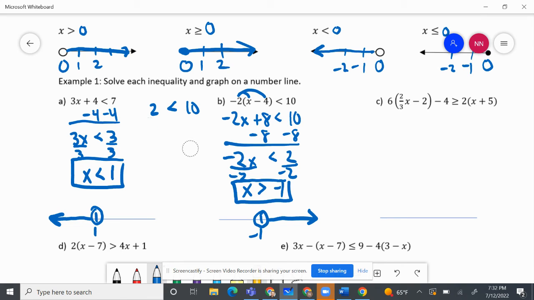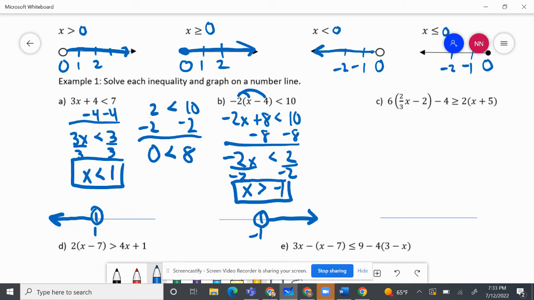Now, just to clarify, this does not happen with adding or subtracting. Let's use the same example. 10 is greater than 2. If I subtract the 2, I get 0 and 8. 8 is still greater than 0, so the inequality doesn't change. So just to clarify, we always switch the inequality when we multiply or divide by a negative.